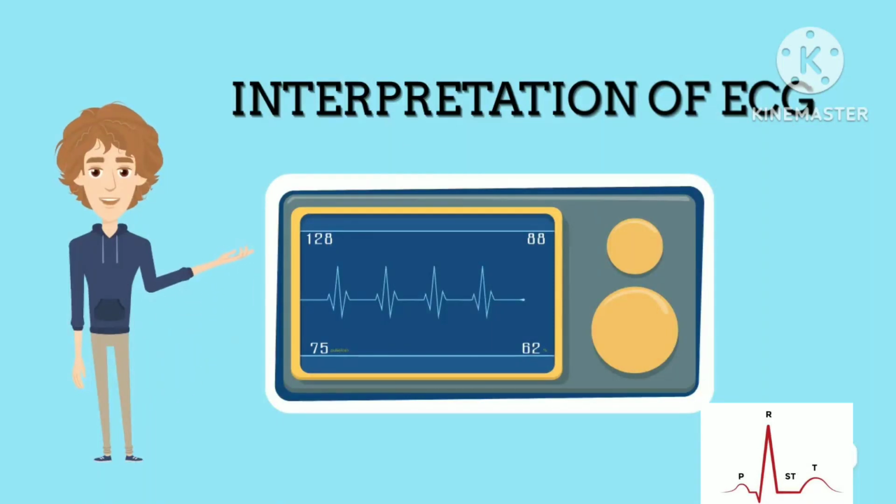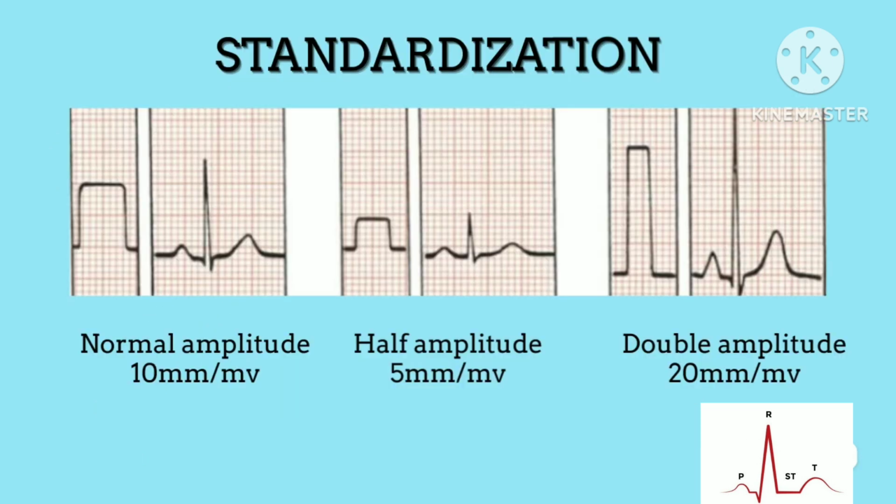Interpretation of normal ECG. A normal ECG has a normal isoelectric line without any artifact. The first step in ECG interpretation is to look for standardization, so check whether standardization is properly done. Standardization is the vertical mark present in the ECG paper. Check whether this vertical mark covers exactly two big squares. Then check whether standardization is in normal amplitude, half amplitude or double amplitude.